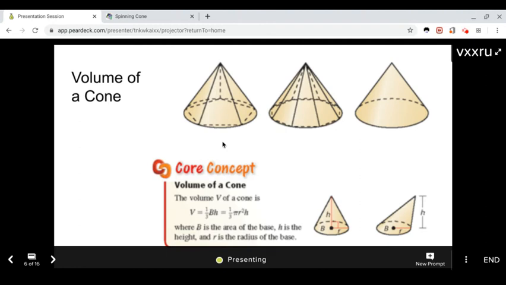Now, the volume of a cone is a third base times height. Now, the base is pi r squared, so we're going to just substitute that for base. So it's technically a third of pi r squared times h, where b is the area of the base, h is the height, and r is the radius of the base. So it's pretty much what we see here. And these are two different types of cones. We have the right cone, and then here again we have the oblique cone.